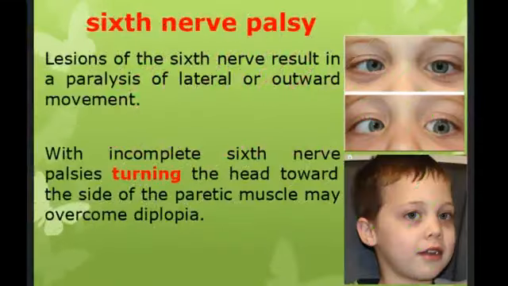Lesion of the sixth nerve results in paralysis of lateral or outward movement. With incomplete sixth nerve palsy, turning the head toward the side of the paretic muscle may overcome diplopia.